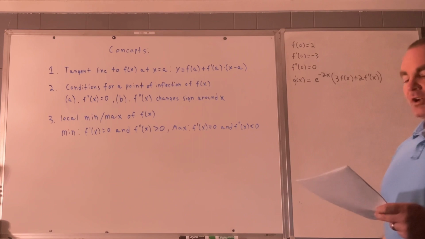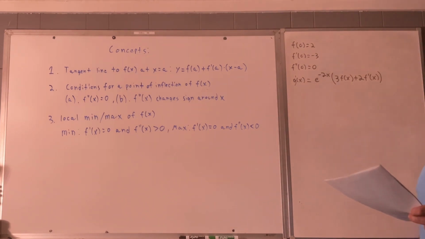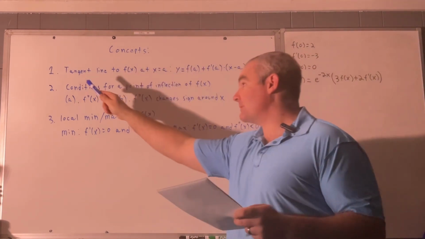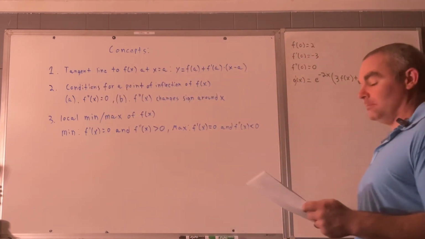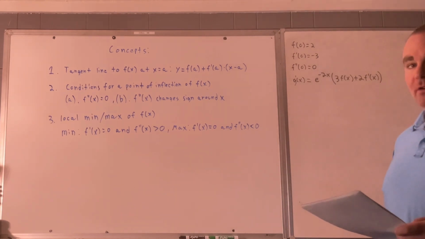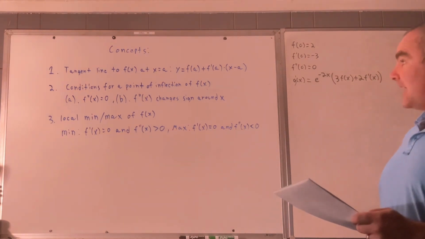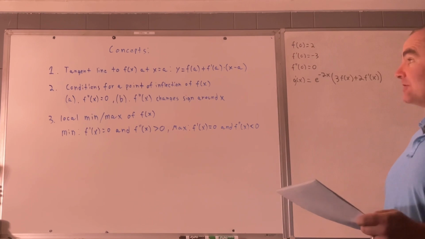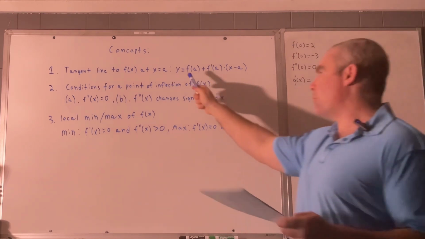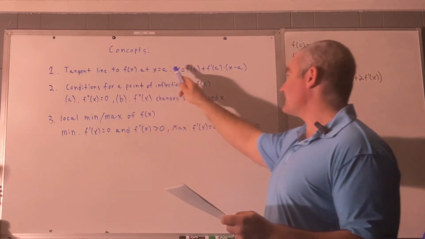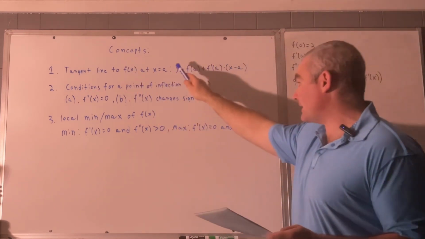Okay, so our part A asks us to write an equation of the tangent line to the graph f at the point where x is equal to 0. So this is where our first concept comes in. The equation to the tangent line, the line tangent to any point A on the graph f of x, is given by this. This is going to be the equation.